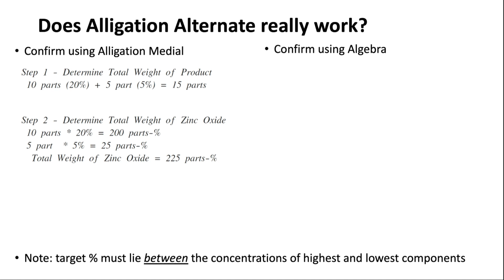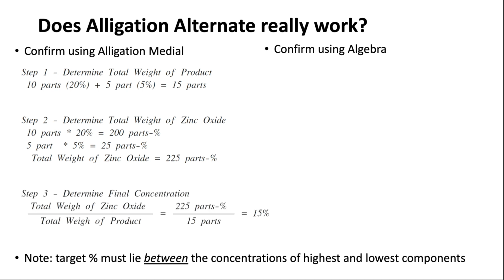All right. And while those are kind of weird units, bear with me on this, they are the same units, so we can add them up. So 200 parts percent plus 25 parts percent equals 225 parts percent. And that's essentially how we're expressing the total weight of the active ingredient, in this case zinc oxide, in our final product. All right, and that was step 2.